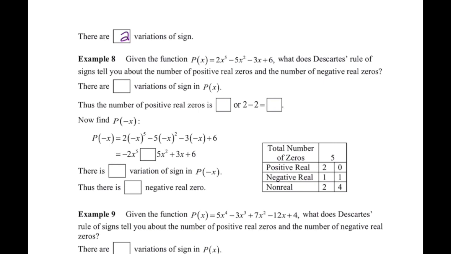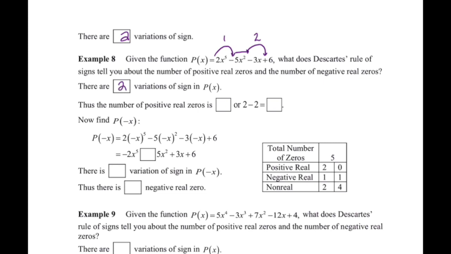Let's go a step further. Let's say we have this given function 2x to the 5th minus 5x squared minus 3x plus 6. What can Descartes' rule of sign tell us about the number of positive and the number of negative real zeros? So let's first start looking at how many times our signs change based on what we just practiced. So we start with a positive to a negative. So here it changes 1 time. It stays negative, but then it goes from negative to positive. So here it changed twice.